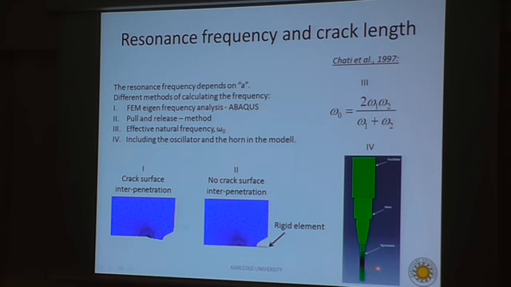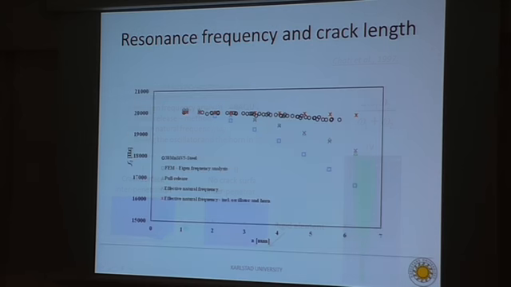And we will not be able to avoid the crack surface interpenetration here. Therefore, we are going to use Shatti's effective natural frequency even for these results, in order to get rid of the crack surface interpenetration problem. And the result from this last model agreed almost perfectly with the experimental results, where we have the effective natural frequency, including the oscillator and the horn. So with this model, we accepted it and did not try to improve it further.